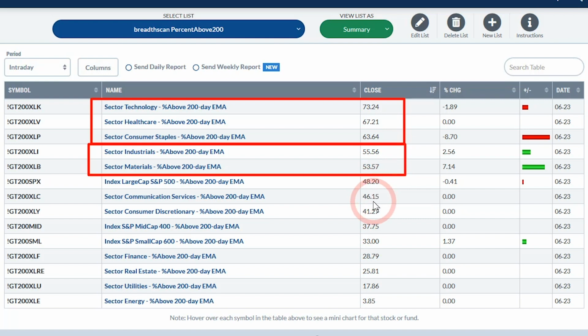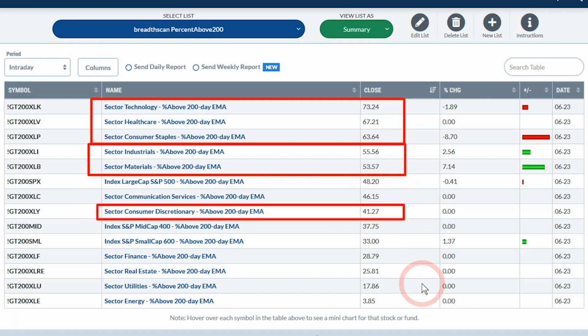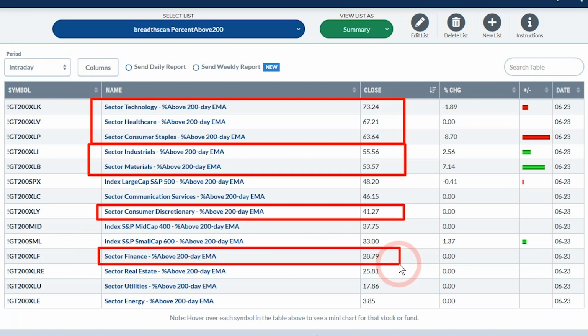And then it deteriorates. Consumer discretionary, only 41% above the 200-day. Mid caps and small caps, less than 40%. Finance, less than 30%. So this is clearly the weakest of the big sectors, the finance sector, because fewer than 30% of its stocks are above the 200-day. So longer term, the picture is more mixed, if you will. You've got some sectors showing strength, but you still got a lot of weakness out there.